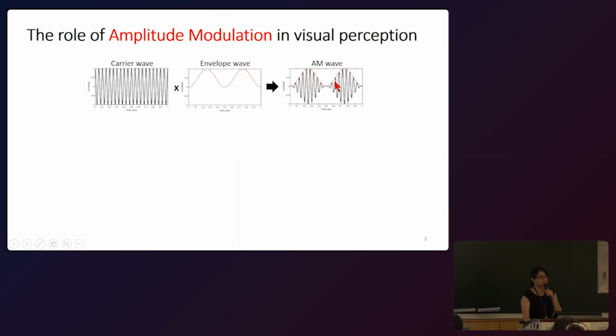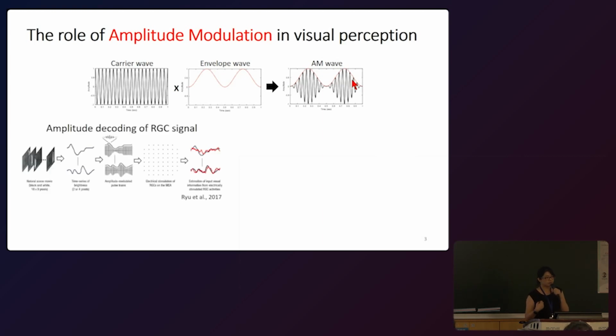Sometimes it's big, sometimes small, by the envelope. It's following the location or the phase of the envelope wave. So actually, previous studies have told us that our visual system somehow takes this kind of format to deliver some information. For example, in this study, they found that the retinal ganglion cell can correctly decode the light information if you give them the information in an amplitude modulated format like this.